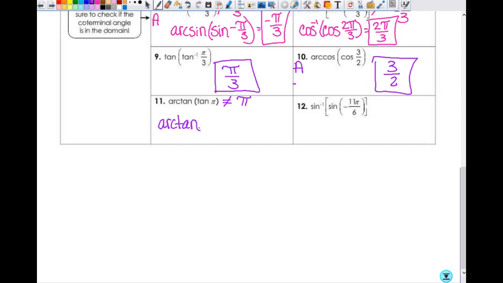What's the tangent of pi? 0. So I want the arc tangent of 0. What angle gives me a tangent value of 0 that's actually in the range I get to use? 0. So in this case, this represents a ratio. This represents an angle. The zeros can be confusing too, because you have to make sure you know what part you're talking about. Ask me a question if you have one.